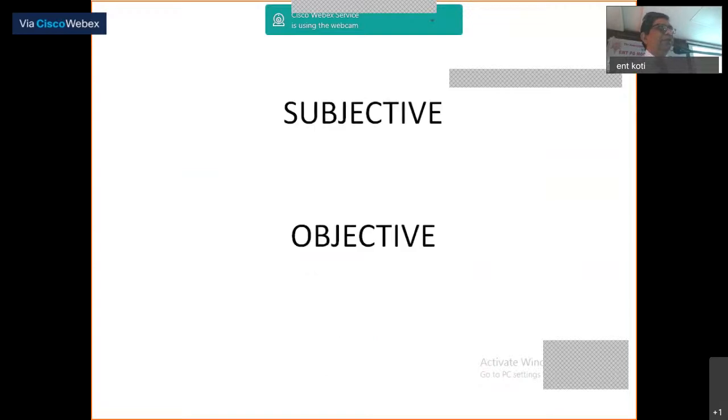Now, how we assess audiology can be a subjective type or an objective type. In subjective, you need the patient's participation, whether he can hear the sound or not. In objective, you don't need the patient's participation. We can do everything by the responses of the ear to the sound.